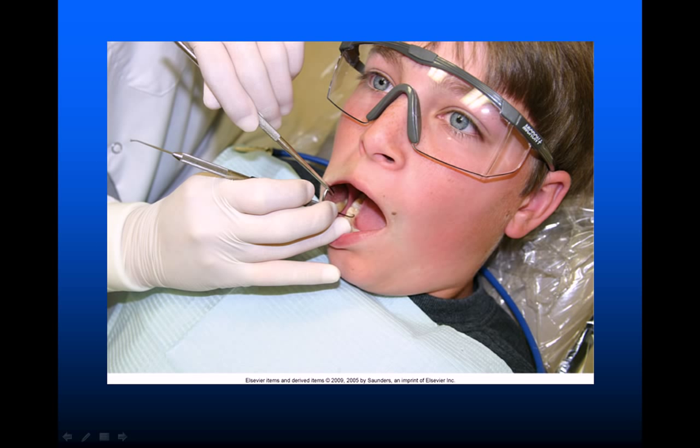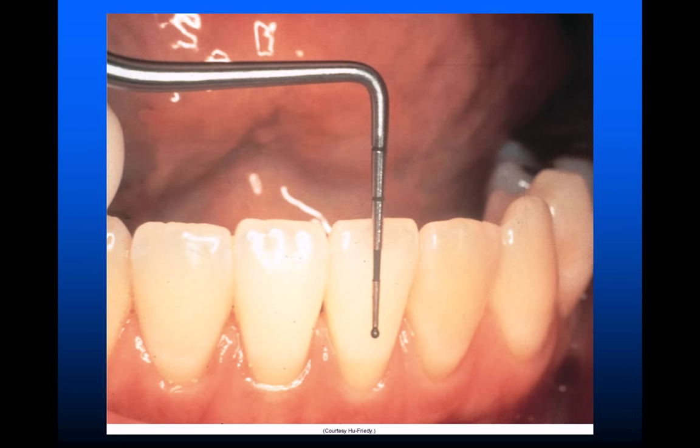In this photograph, you see the operator holding both a dental mirror and an explorer, and they are exploring the teeth. This picture shows a periodontal probe. The periodontal probe is used to measure the pocket depth of the sulcus that surrounds the tooth.